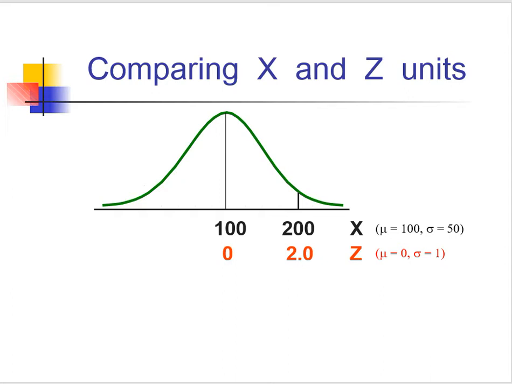Here x has mu 100 and standard deviation 50, while for z, mu is 0 and standard deviation is 1.